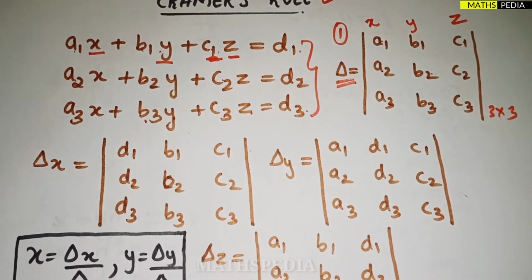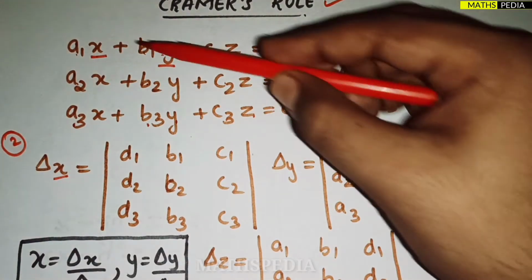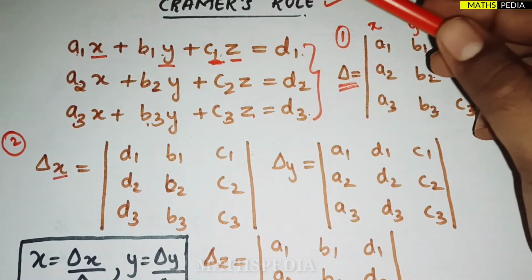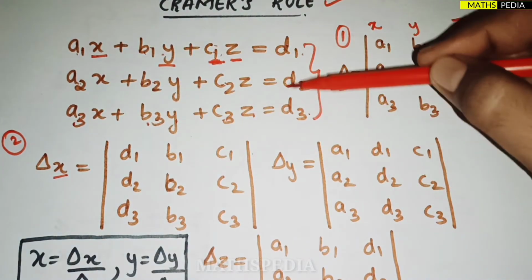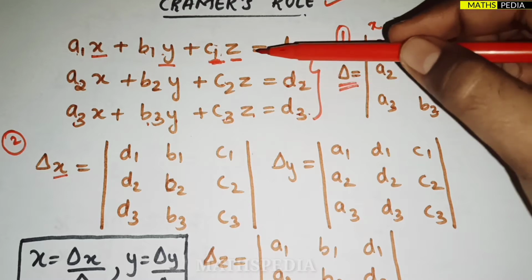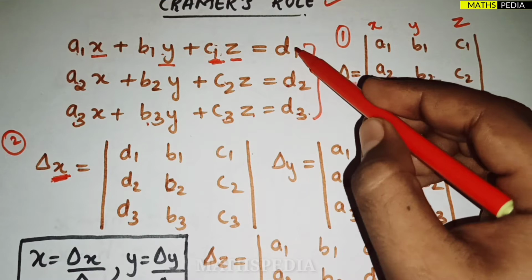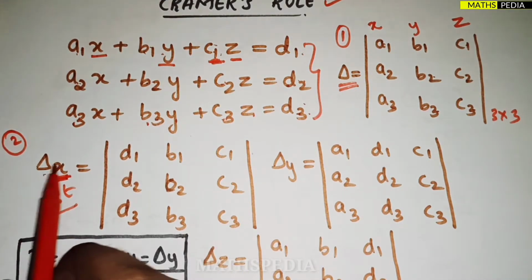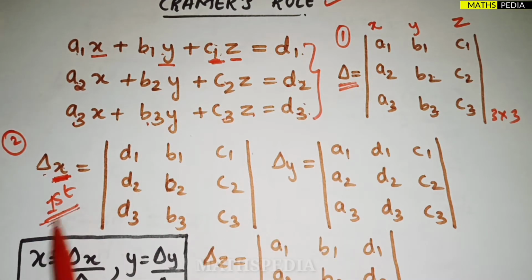Next, second step, you have to go for delta x. What is delta x? Always remember delta x is related to the x variable. So you have to ignore that x, the a1, a2, a3. What is the left out thing? b1, b2, b3, c1, c2, c3, d1, d2, d3. Like that you have to remember. Now for the x term, you have to place these constant terms at the first. Remember this. For delta x, you have to place the constant terms column wise in the first place.